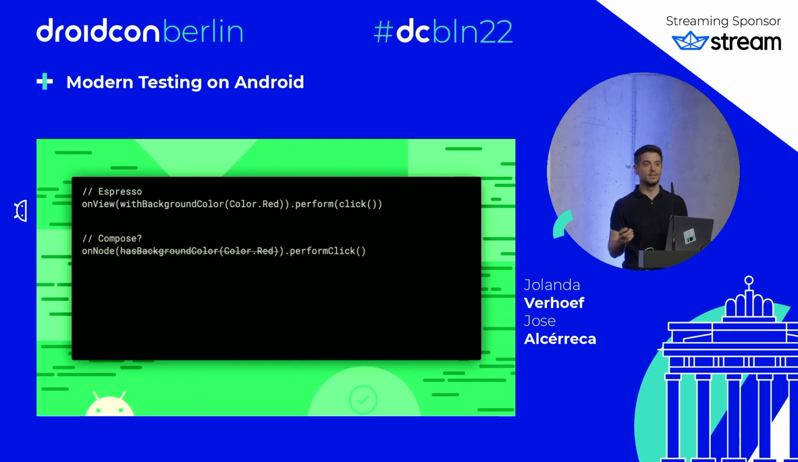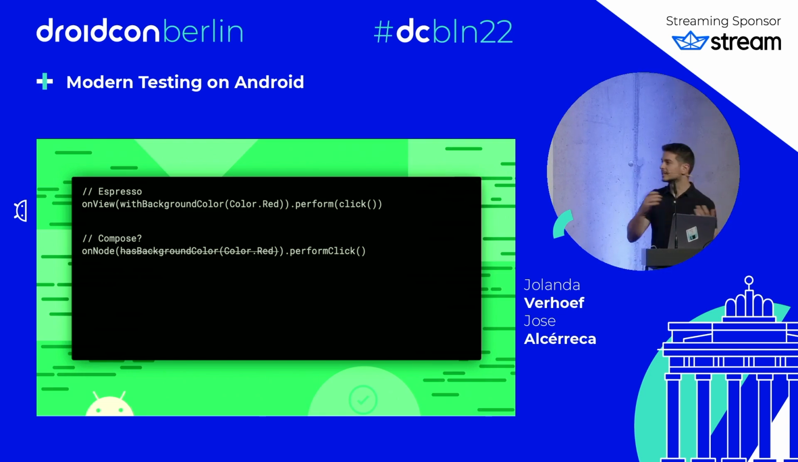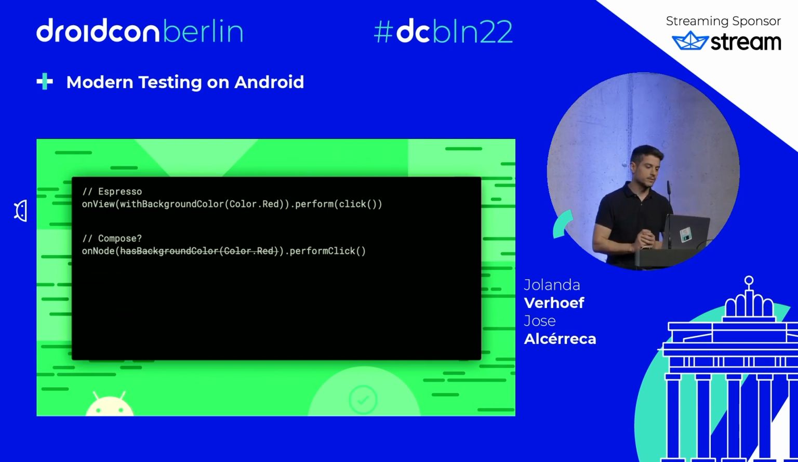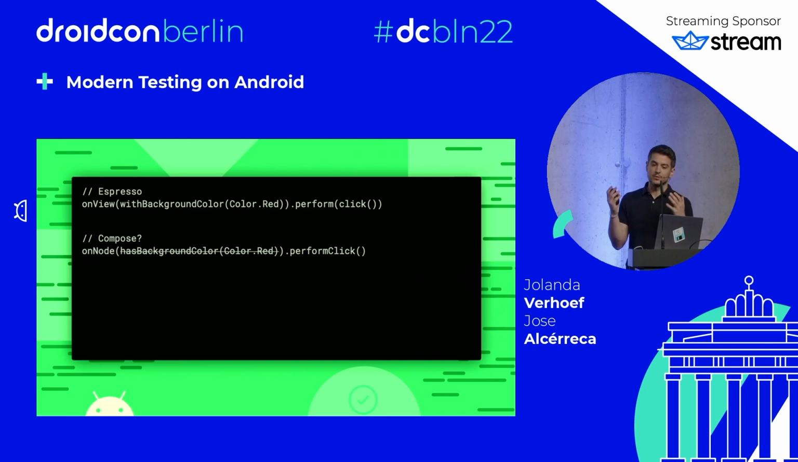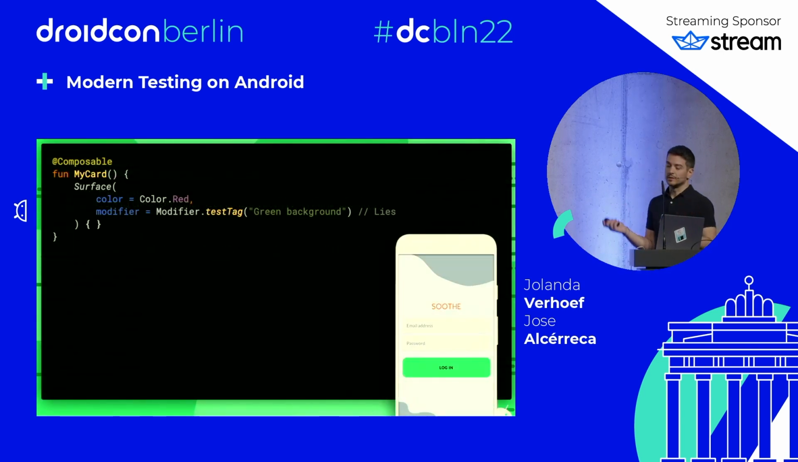It uses something called the semantics tree, which only exposes certain data, such as the text of a composable, its size, whether it's clickable, focusable, etc. Because Compose uses composition over inheritance, there's no concept of a composable class or a background color property, at least that we can verify from tests. So how do we verify that our login button has a green background?